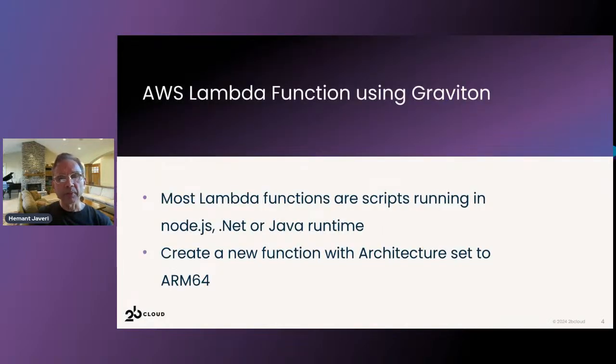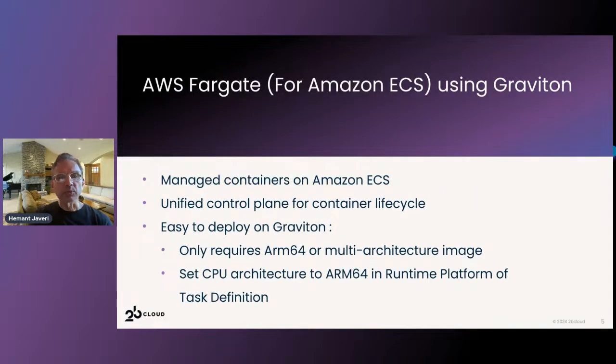Your next option happens to be Lambda functions. Like I said, most Lambda functions are scripts, and these scripts could be implemented in Java, .NET, or any other scripting language. All you need to do is create a new function with the architecture set to ARM64. Once you do that, you're all set to call the Lambda function, and it'll execute on the Graviton processor. That's the easiest option.